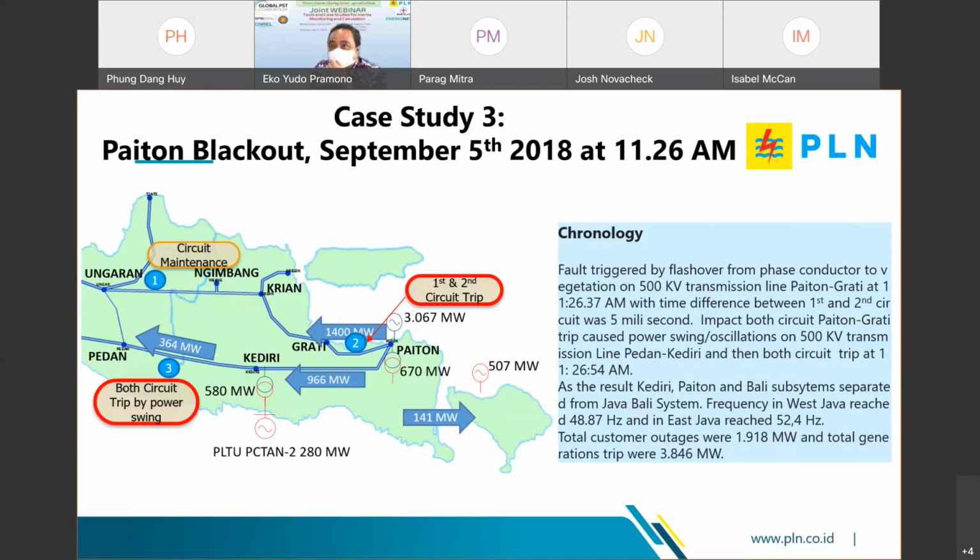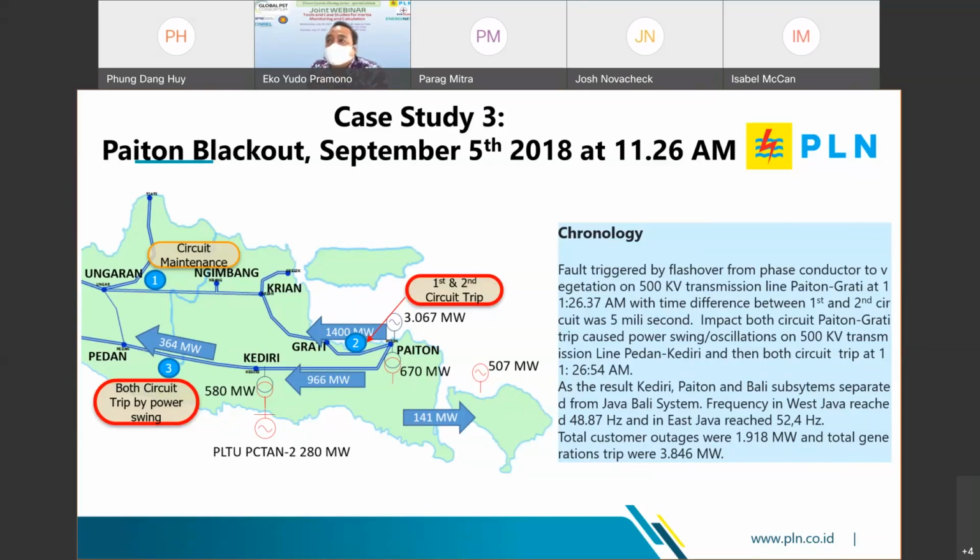I will explain the big disturbance in the east. A fault was triggered by flashover in the phase conductor because of vegetation on the 500 kV transmission line Paiton-Grati. The difference between the two circuits was 5 milliseconds, and both of the lines tripped.